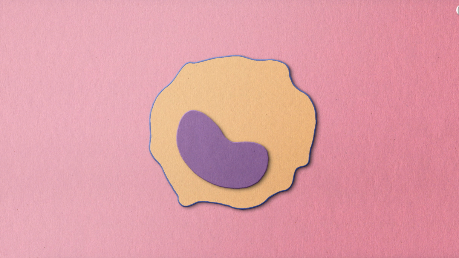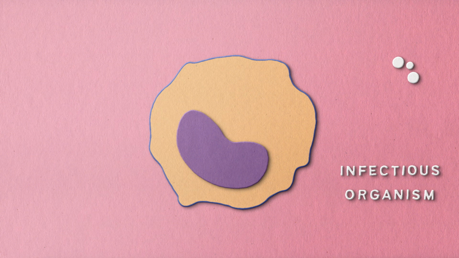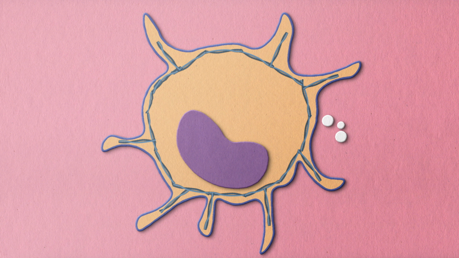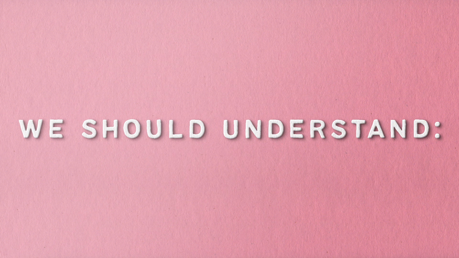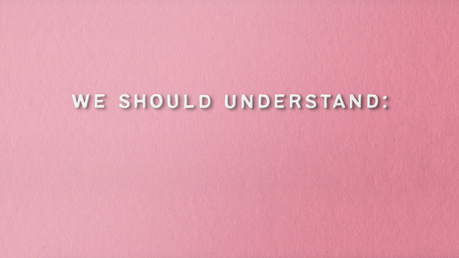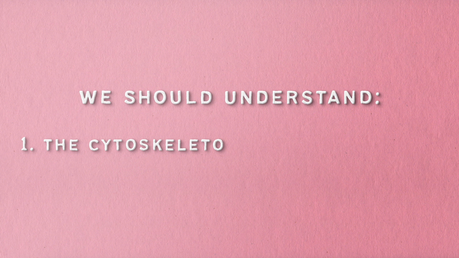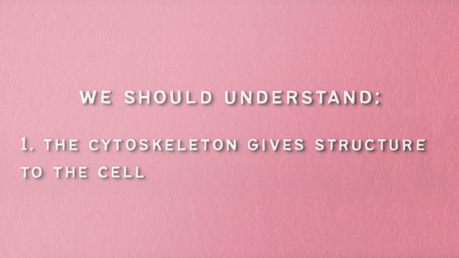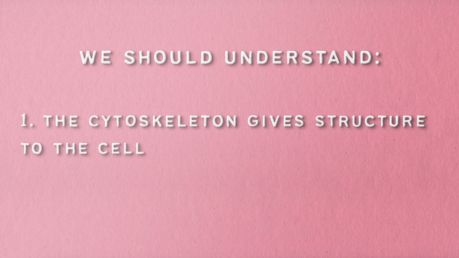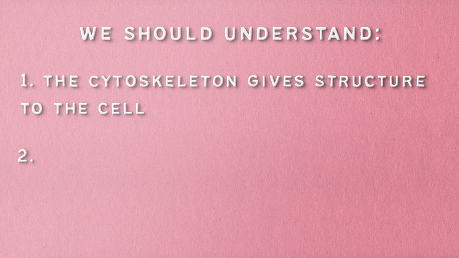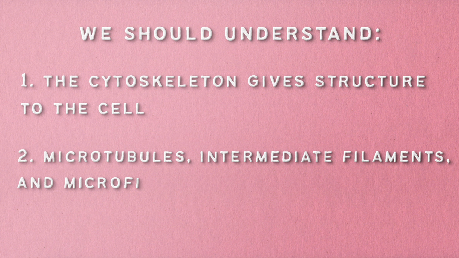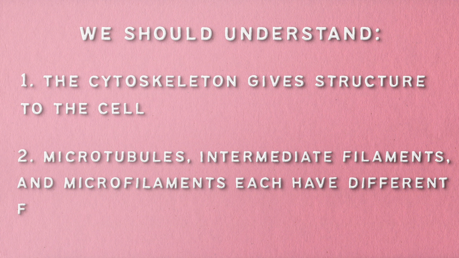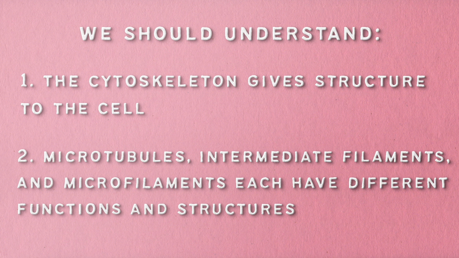White blood cells also know where to go to fight infection because of microfilaments. Well, they do a great job supporting our body's frontline workers. At this point, we should understand 2 things. 1, the cytoskeleton gives structure to the cell and is composed of multiple different filaments. 2, these filaments, microtubules, intermediate filaments, and microfilaments, each have different functions and structures.